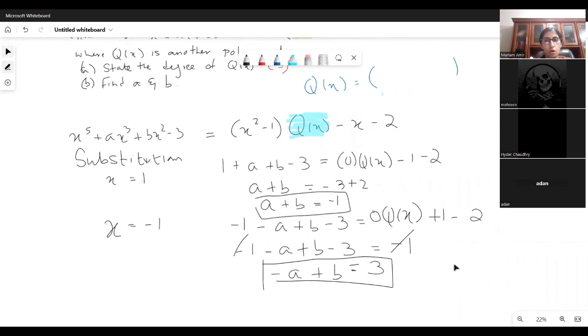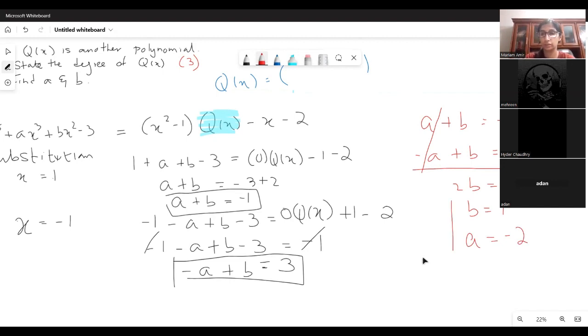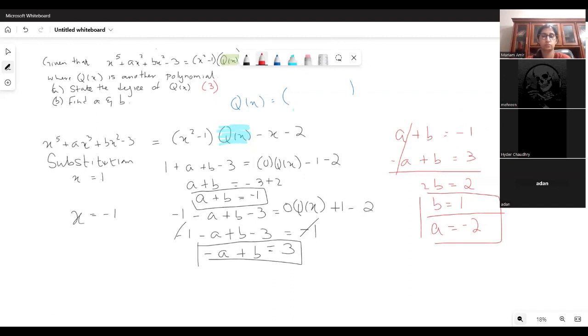Use elimination or use substitution. So I'm going to use elimination. A plus b equals minus 1 and minus a plus b equals 3. So when added, this becomes 2b equals 2. So b equals 1. And when b is 1, then a equals minus 2. B is 1 and a equals minus 2. Correct answers. So I think the second method was slightly shorter.